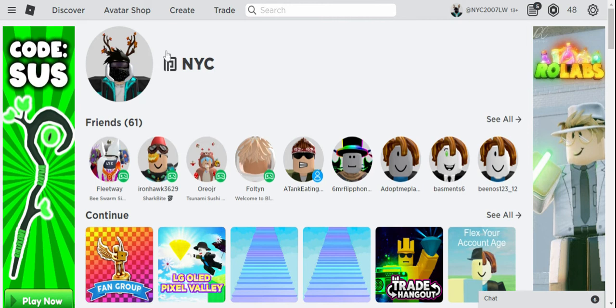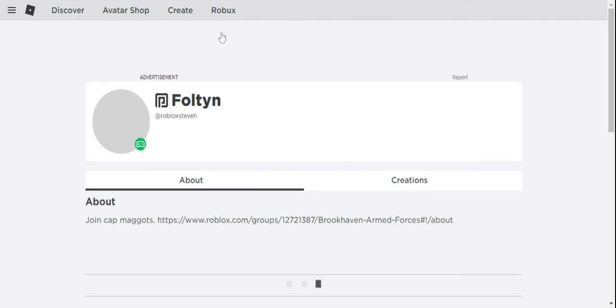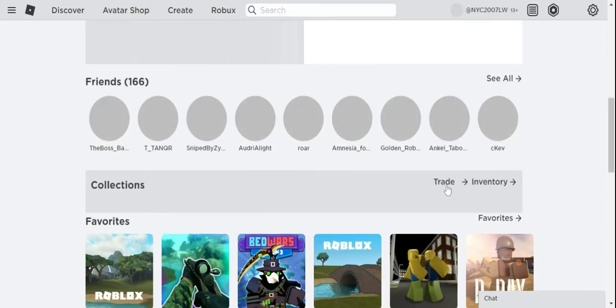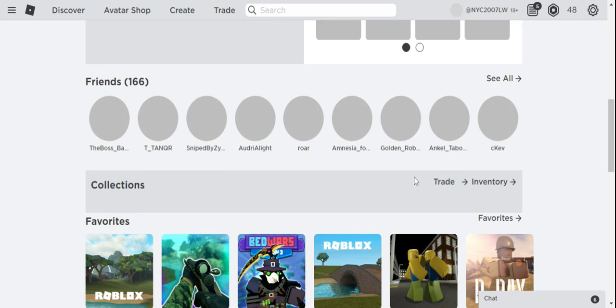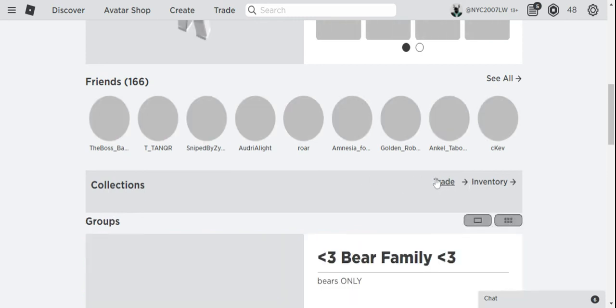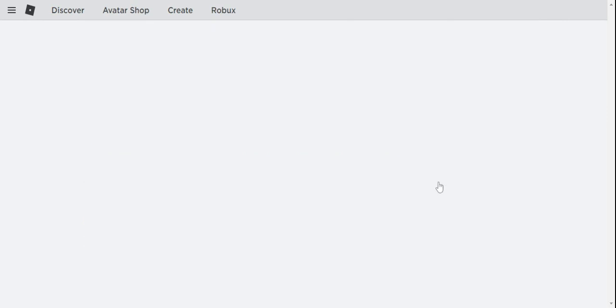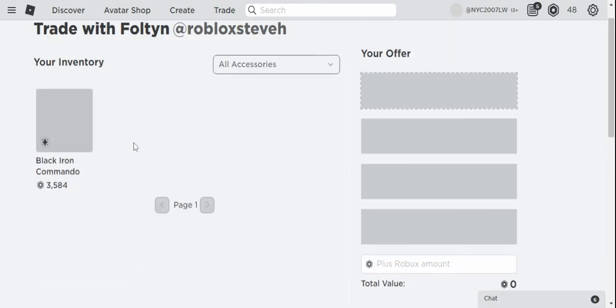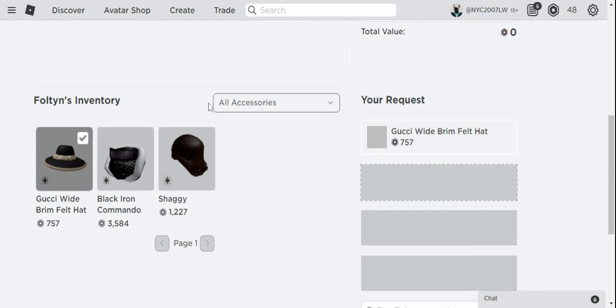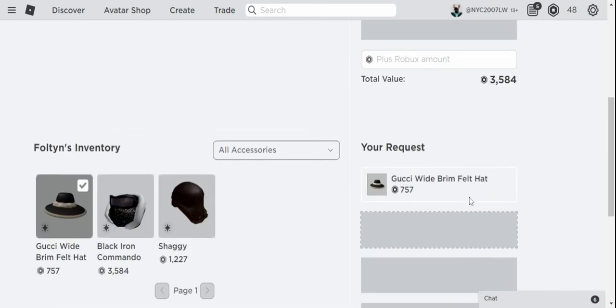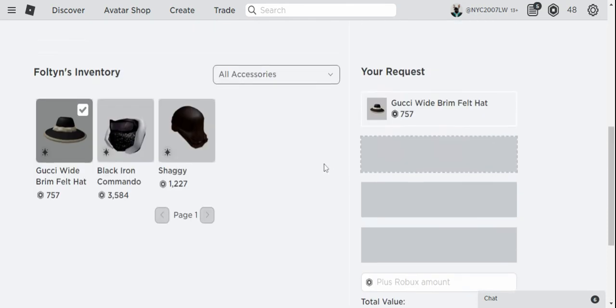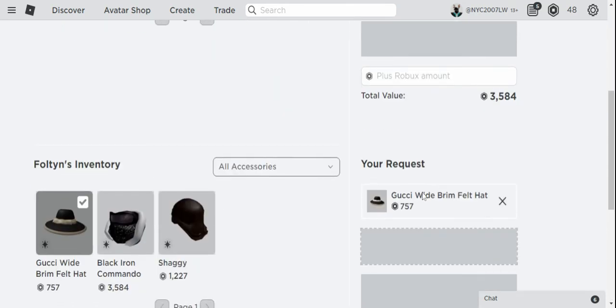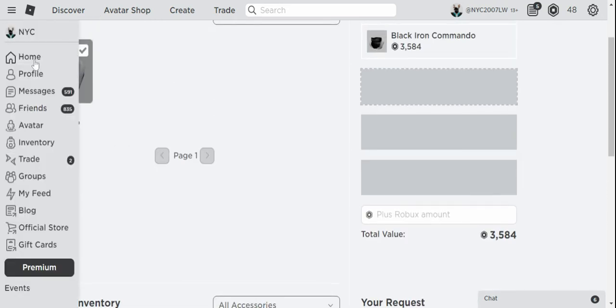So the next step is just go to someone. Let's go to this guy. Let's see if he has his trades on. And then you go to trading, trade, user, see, and then tap on that. And then I have the Black Iron Commando, that's the only item. So, for example, do this, and then make offer, but I'm not going to do this because this is unfair. This is a projected, so I'm going to lose value.